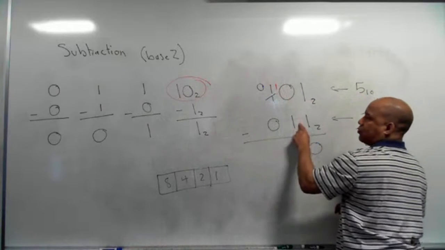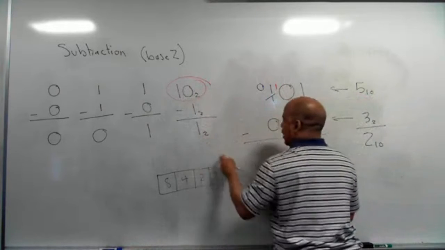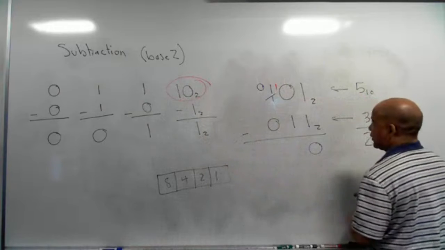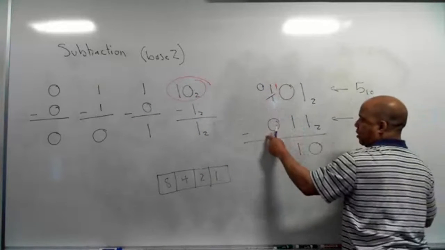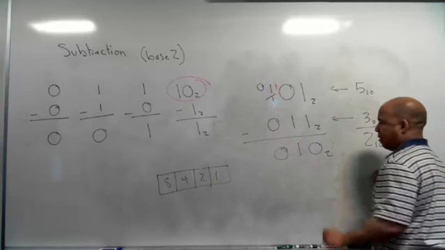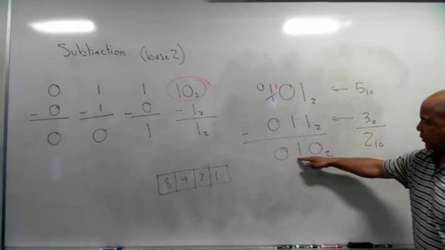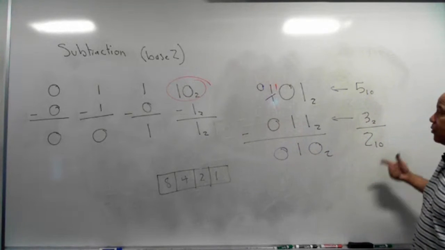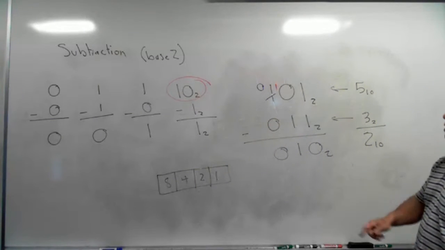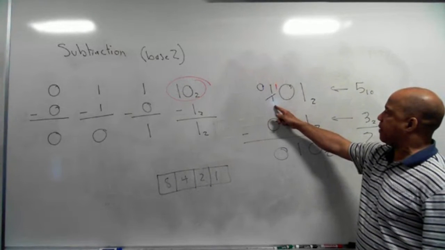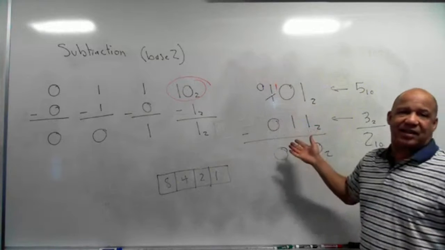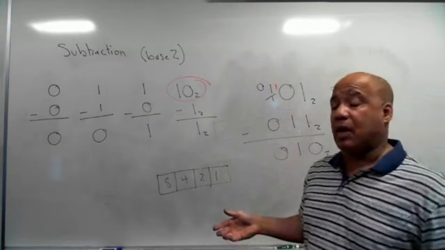A 1, 0 minus 1, well, of course, that is a 1. And a 0 minus a 0 is a 0. So in base 2, that's a 2. So it works out. So again, you borrow in binary exactly the same way you borrow in base 10. It's done the same way in any number system.